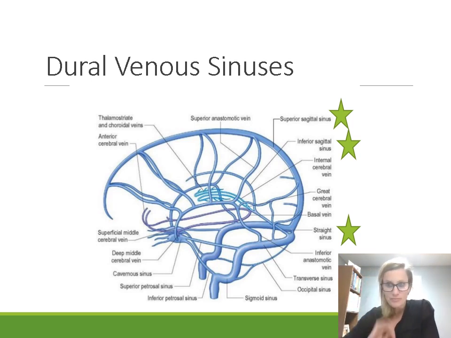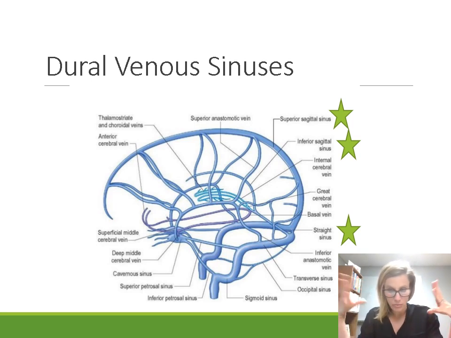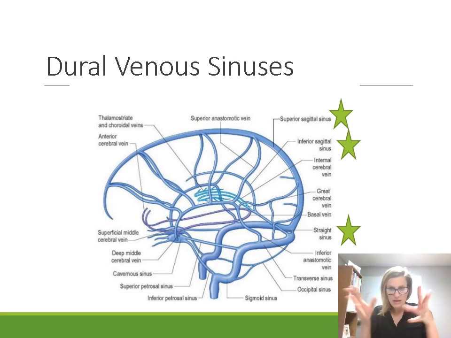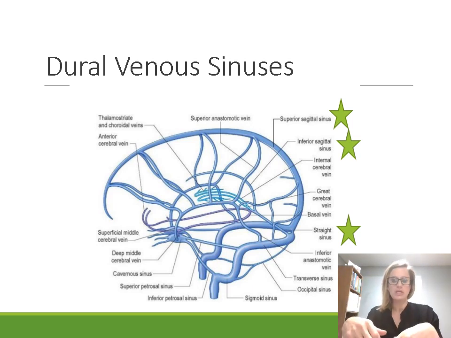So these next few slides are just showing you the dural venous sinuses. They're like really big, sac-like veins that are present in the head that collect deoxygenated, oxygen-poor blood from the brain and bring that back down to the internal jugular veins to go through the rest of circulation.